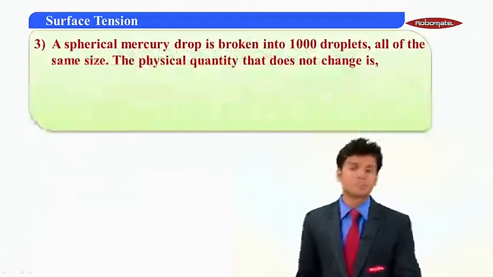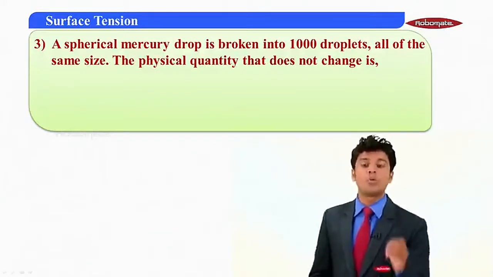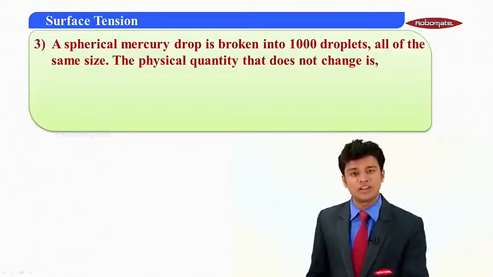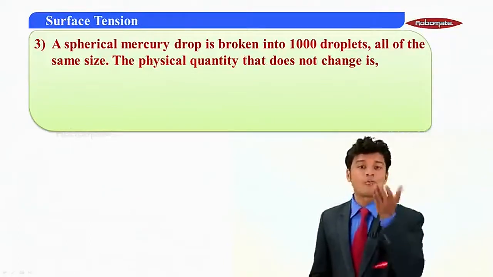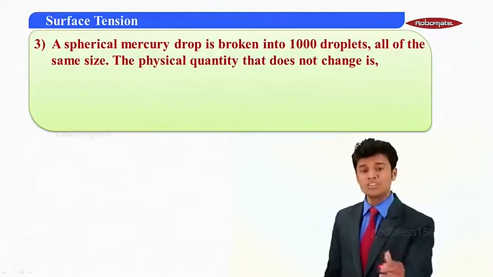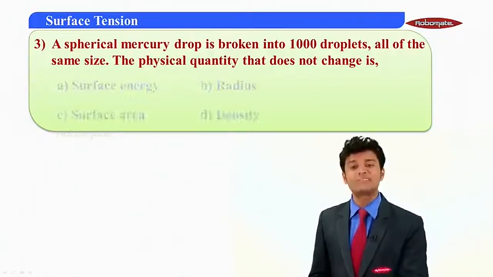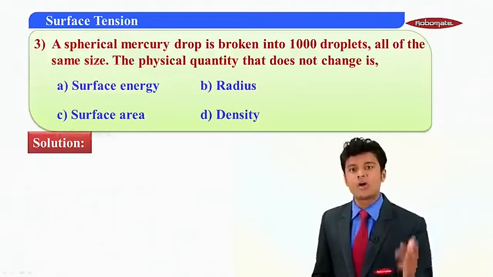Now, let's move to the next question, and in this question, they are telling us a spherical mercury drop is broken into 1000 droplets. If you remember, class, we have solved these kind of questions earlier. There is one single drop, you allow the drop to fall down, and when the drop falls down, it gets split into a number of droplets. So in this question, I have one drop which is falling down and getting converted into 1000 droplets, all of the same size. The physical quantity that does not change is surface energy, radius, surface area, or density.